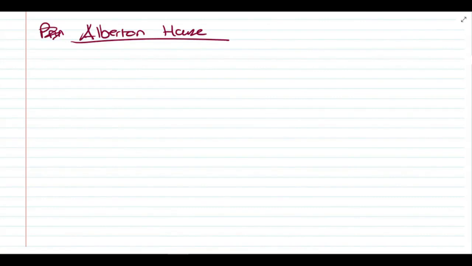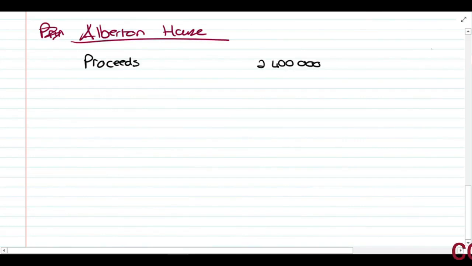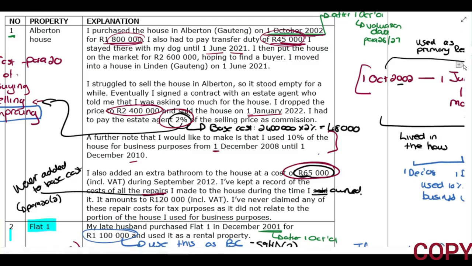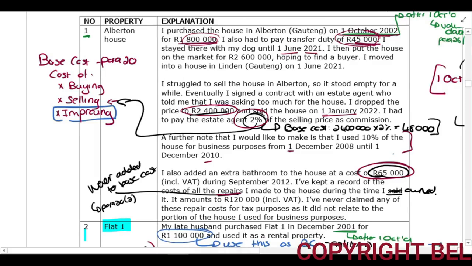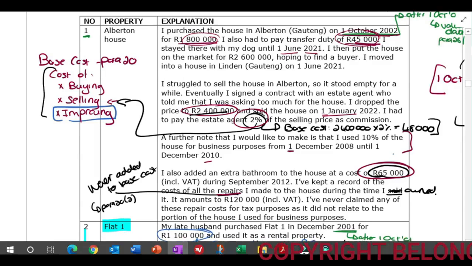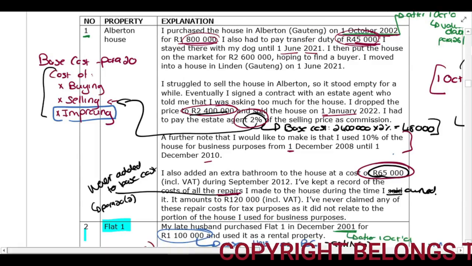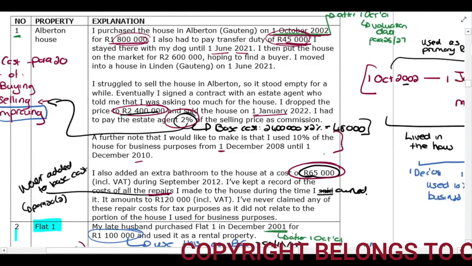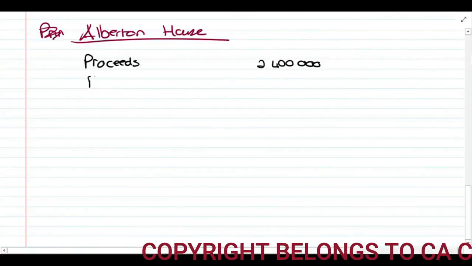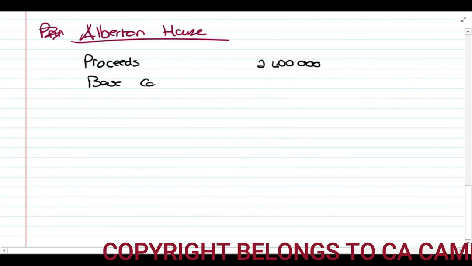How would you calculate it if this was a calculation question? You would say the proceeds is what? 2.4 million rand, because that's what it was sold for. Would you deduct this commission from the proceeds? No. Why not? Because it gets added to the base cost. So if you felt like you had to deduct it, guys, there's a gap in your knowledge there. Okay, proceeds. Let's do the base cost.